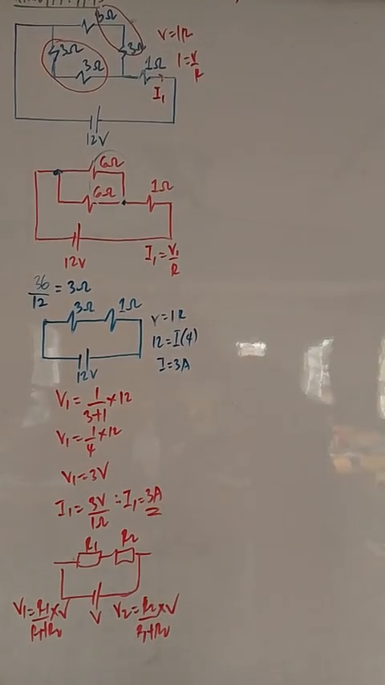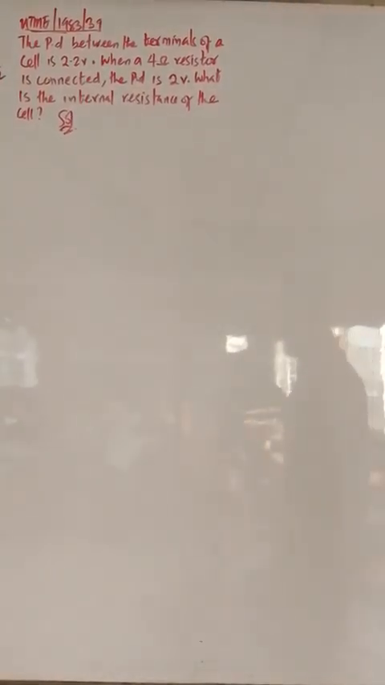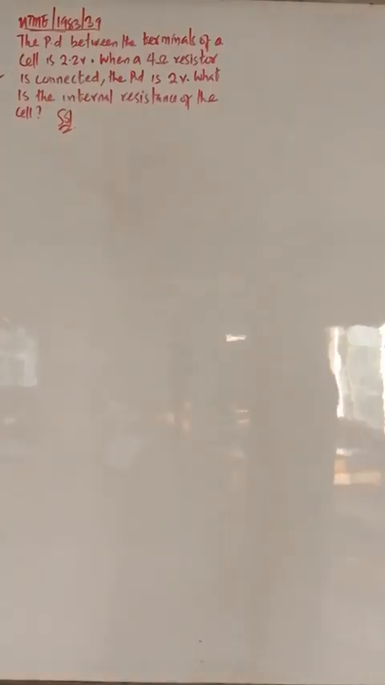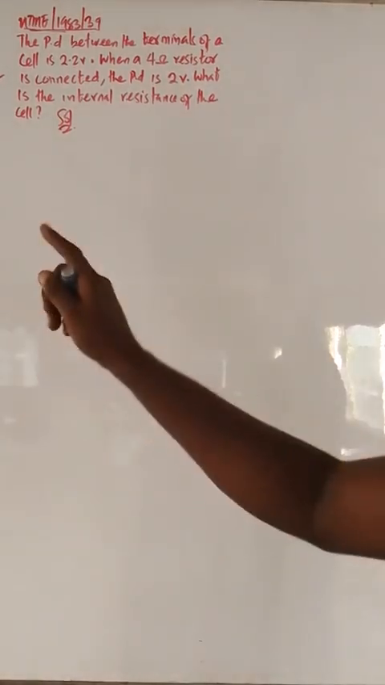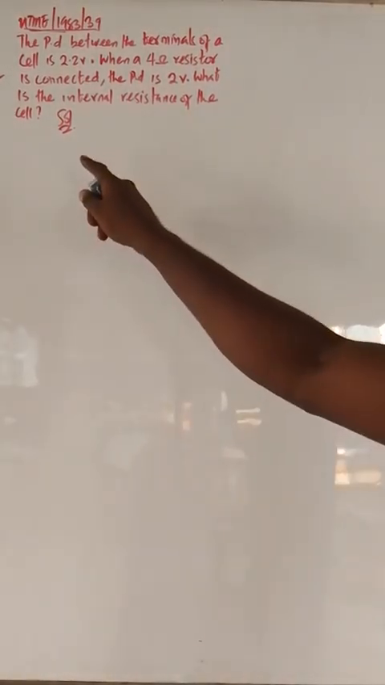Let's take another question. Now for this question, 1983 question 39, the question goes thus. The potential difference between the terminals of a cell is 2.2 volts. When a 4 ohm resistor is connected across the terminals of the cell, the potential difference is 2 volts. What is the internal resistance of the cell?